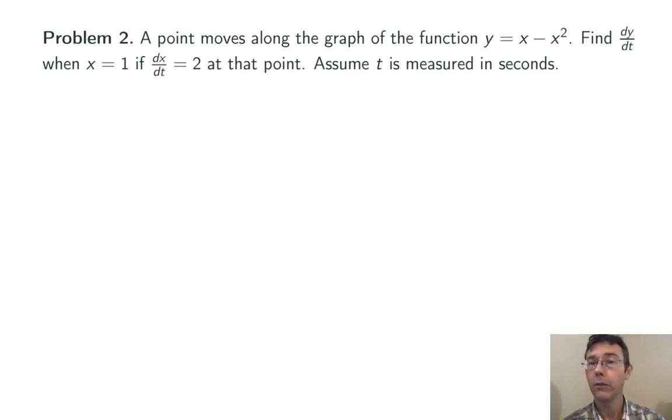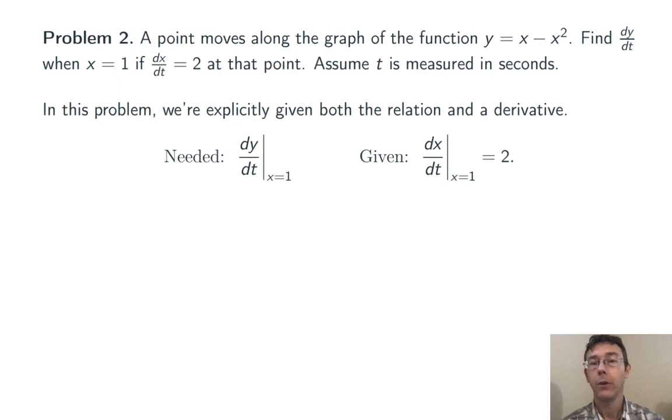So we know the instantaneous rate of change of the x value along this curve. We'd like to determine the instantaneous rate of change of the y value. So in this case, we're given a lot more than in the previous example. We're explicitly told one of the derivatives, namely dx/dt when x equals 1. That's going to be 2. And we're explicitly told the derivative that we're supposed to be trying to find, dy/dt when x equals 1.